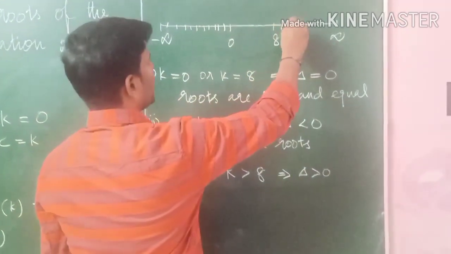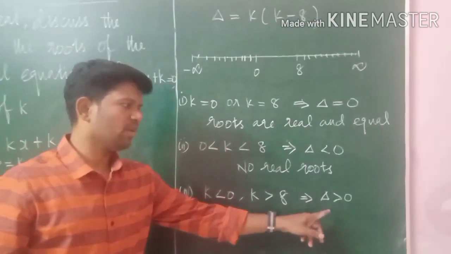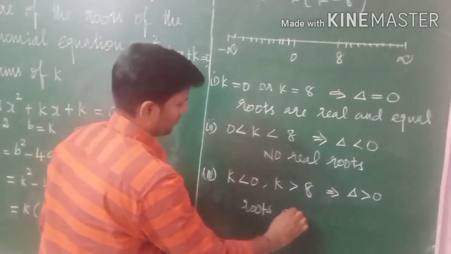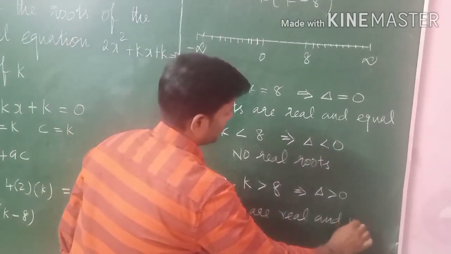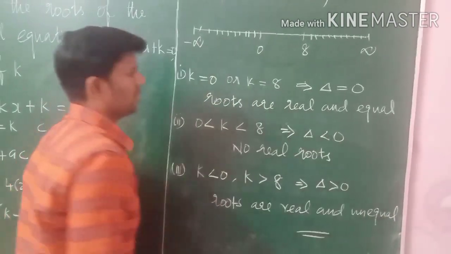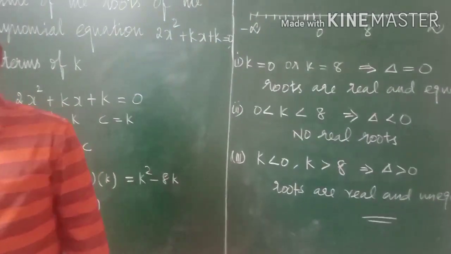சரியா? k க்கு 8 விட அதிகமான வேல்யூ எடுக்கும்போதுனால நம்மளுடைய டெல்டா என்னது? பாசிட்டிவ் ஆயிடுது. So roots are real and unequal. Okay, so this is the nature of roots in terms of k.